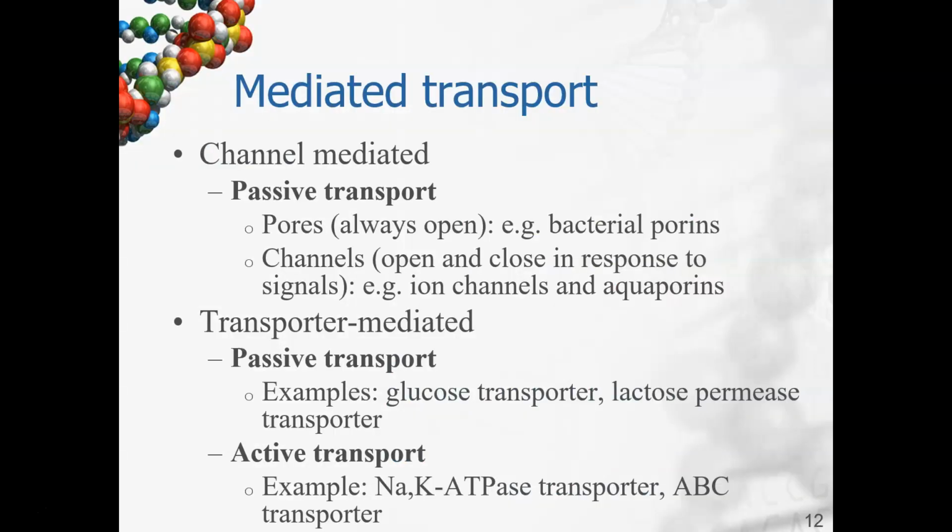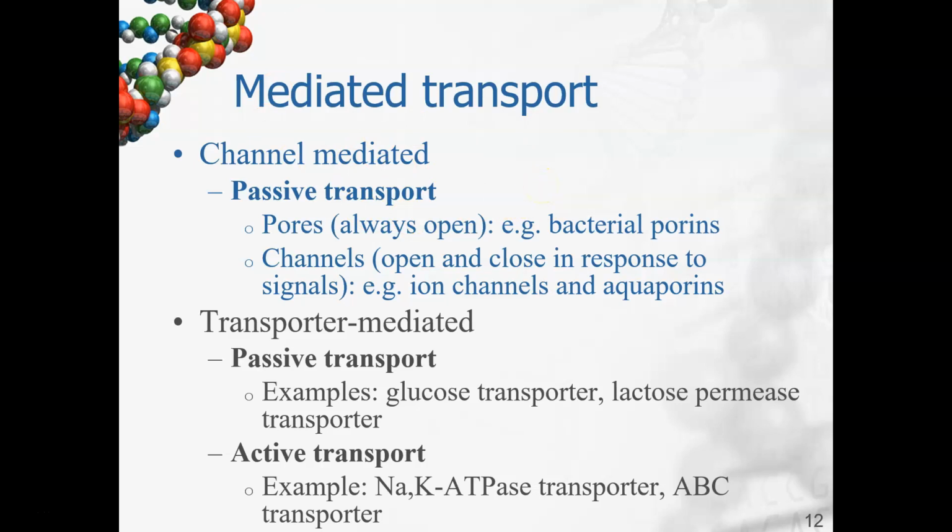So let's go back to our list of mediated transporters. Channel-mediated transport is described as passive transport. So these substances are going along a concentration gradient. They can be pores or channels. Pores are always open, so bacterial porins are not very specific. They allow the passage of small polar molecules. Channels open and close in response to signals. So ion channels and aquaporins will be able to open and close. Again, this is an example of passive transport.